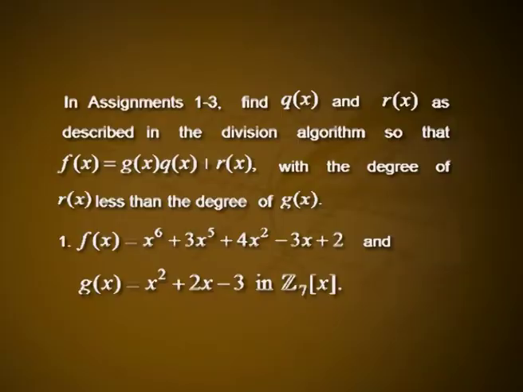Now try to answer the following questions. In assignments 1 to 3, find q(x) and r(x) as described in the division algorithm so that f(x) equals g(x) q(x) plus r(x), the degree of r(x) less than the degree of g(x). 1. f(x) equals x^6 + 3x^5 + 4x^2 - 3x + 2 and g(x) equals x^2 + 2x - 3 in Z7[x].